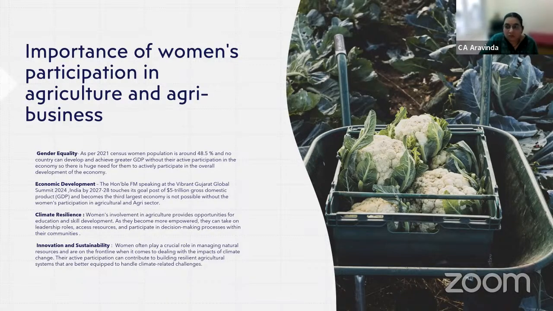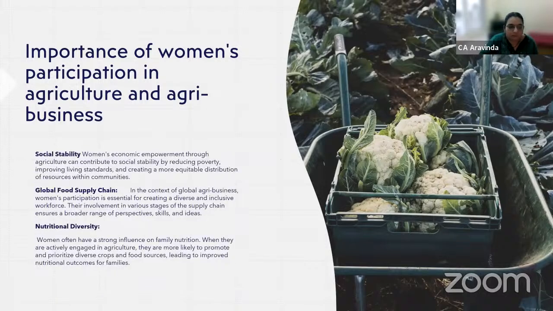Gender equality is one of the topics which we generally speak of, but unfortunately at the ground level, unless the government is keen on it, it is not possible to get adequate opportunities for women to work and to prove themselves. Social stability can happen by reducing poverty and ensuring equitable distribution, when women also participate in employment and businesses.